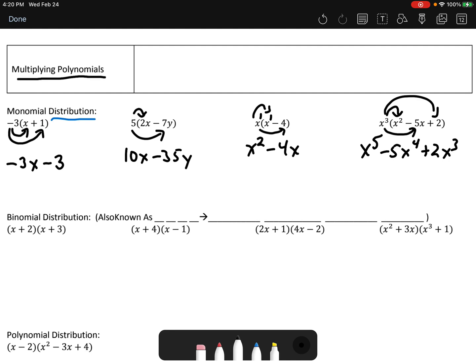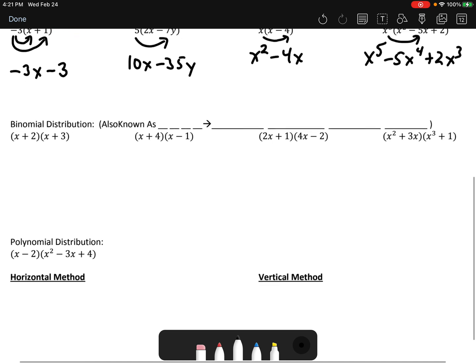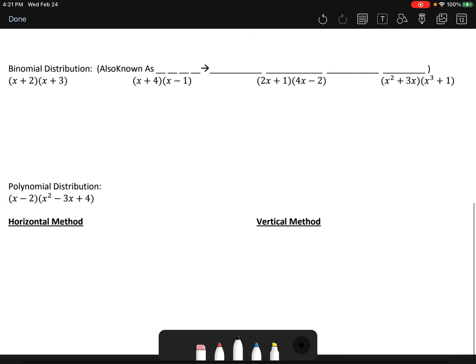So when we talk about multiplying polynomials then, we're going to add exponents of like bases and multiply coefficients or constants. Okay, so numbers. So binomial distribution actually has a pattern.